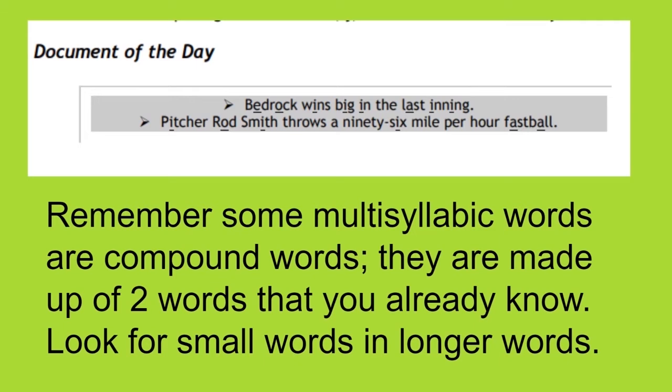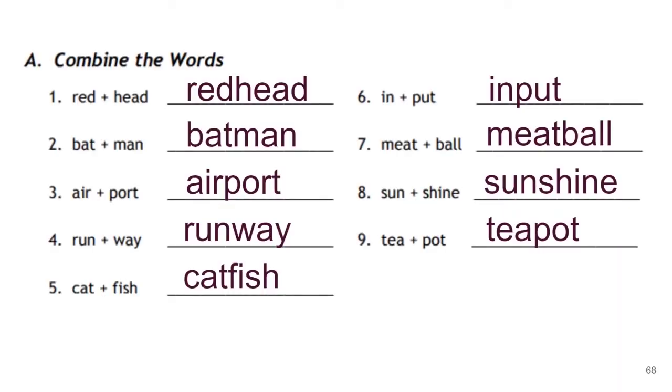So when we're reading, we want to remember that some multisyllabic words are compound words, and they are made up of two words that you already know. So whenever we're reading long words, one of our first steps is to look for small words in the longer words, right? Okay. The answers are already here on this, as you're to fill them in yourself. You just need to rewrite the two words together as one word with no space, no extra letters, and don't leave any letters out. You have to copy all of the letters from the first word and all of the letters from the second word, right?